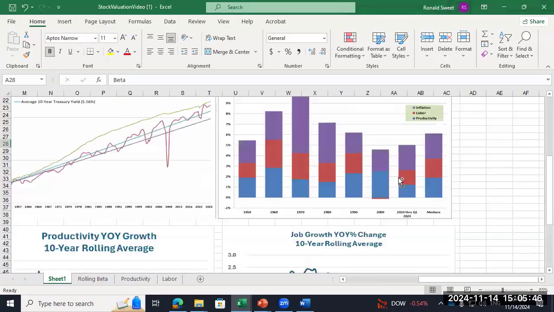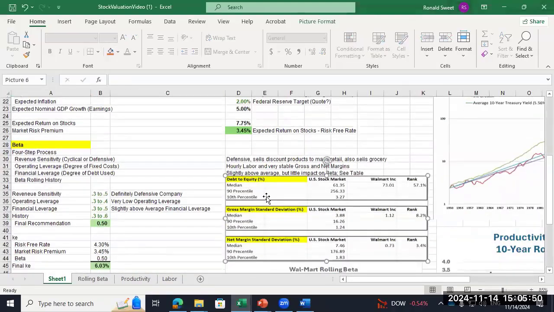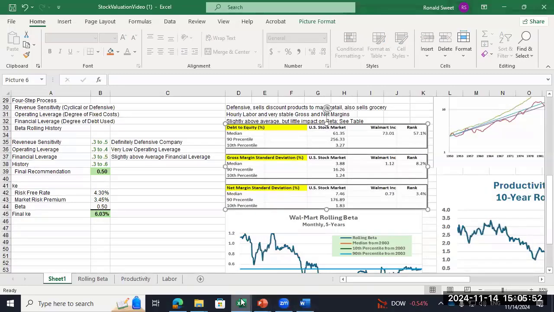I forget where I put it. It's in here somewhere. Oh, here it is. So I put the chart in here so you'll see it in the video.